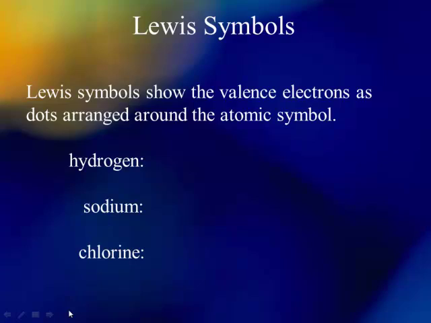For example, how many valence electrons does a hydrogen atom have? 1. So the Lewis symbol for hydrogen is an H with 1 dot beside it. The dot can be on the top, the bottom, or either side. What is the Lewis symbol for sodium? Na with 1 dot. What about chlorine? Chlorine is in column 7, so its symbol is Cl with 7 dots around it. Notice that we put a maximum of 2 dots on any side of a symbol.